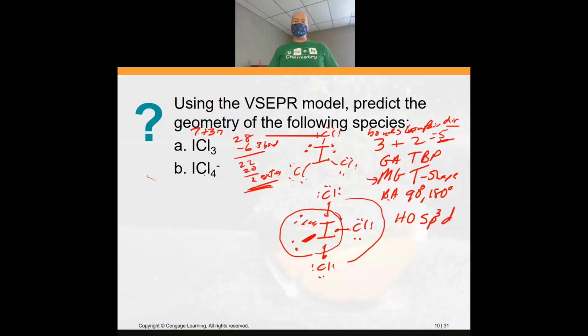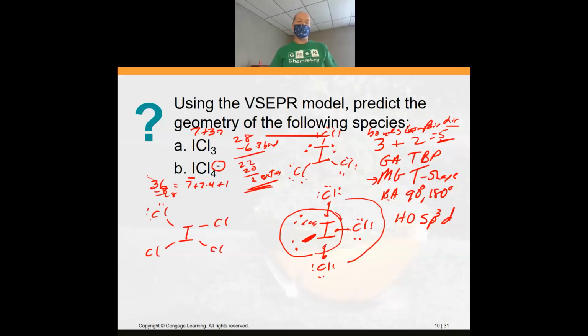All right. When you have an ICl4 minus, well, something is going to have a minus charge. All right, so we add up our electrons. 7 plus 7 times 4, and then we have a negative charge. You have to add another electron. All right, and so that is 36. So you have 36 valence electrons. Central atom is the first atom listed. That is your I. It is bonded to four chlorines. So we subtract 8 and we have 28.